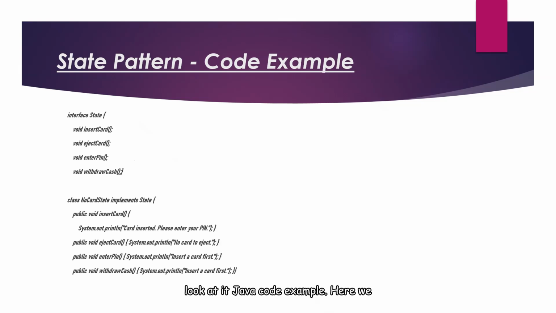Let's look at a Java code example. Here we define a state interface with actions like insertCard, ejectCard, enterPin, and withdrawCash. We then have a class like NoCardState implementing the state interface. When you call insertCard on the context in this state, it responds appropriately, maybe transitioning to the HasCardState. The important takeaway is the context delegates behavior to the state object. This removes all the complicated if-else or switch logic you would otherwise write inside the context class.